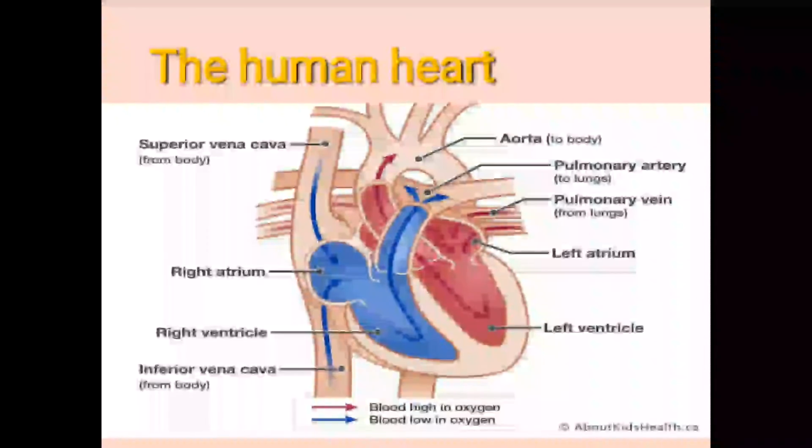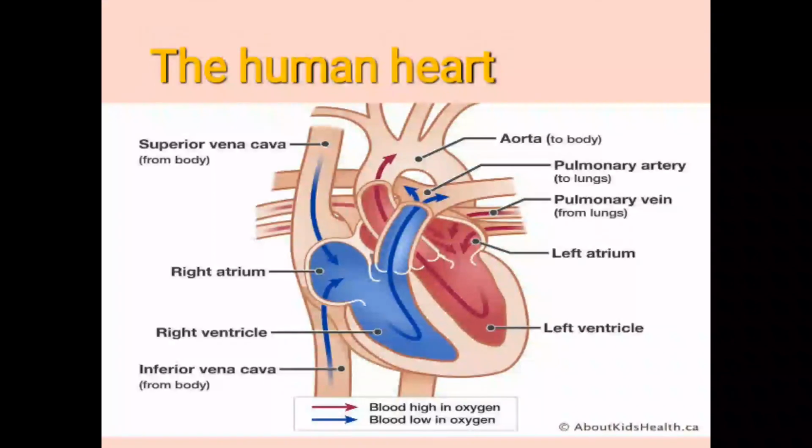The last thing that we need to look at in this presentation is the human heart. As we're able to see, the human heart has two chambers on the left and two chambers on the right. And these chambers, the left and the right, are separated by a muscle which we call a septum.